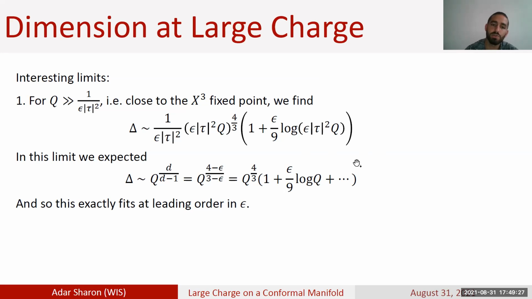So we expect that if you compute the subleading terms in epsilon, you will eventually be able to resum these and get the full expression, just q to the d over d minus 1. The result we got is consistent with the behavior in the superfluid phase, at least to the order in epsilon that we computed it in. So close to the x cubed fixed point, we do see the superfluid phase.